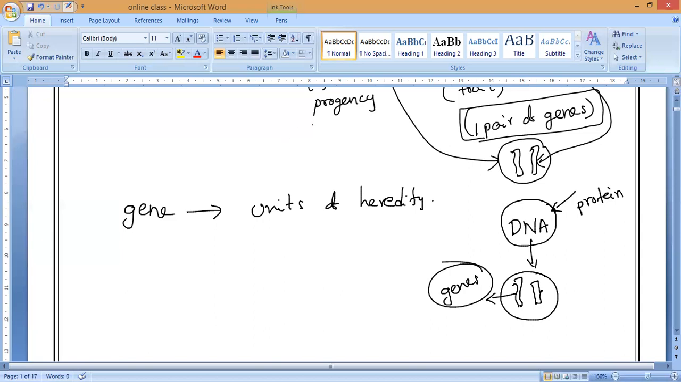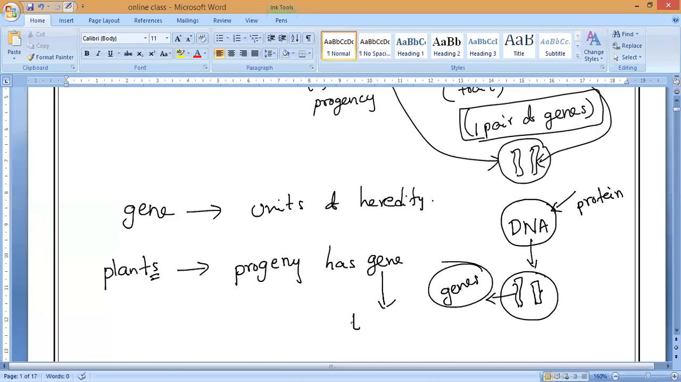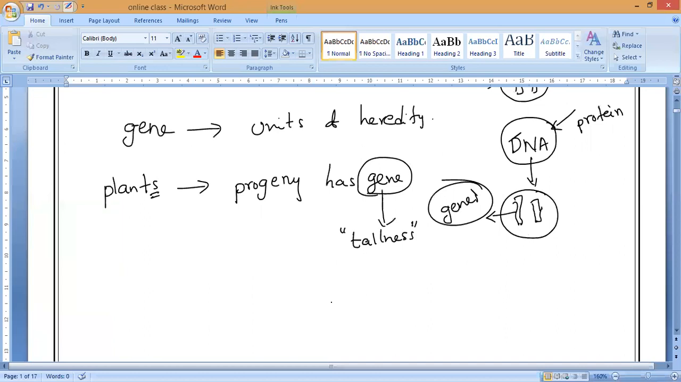Now, for example, let us consider plants. Let me take plants having a progeny. Do you understand what you mean by progeny, guys? What do you mean by progeny? Progeny means a genotype. Yes or no? Let me consider, for example, a plant having a progeny which has a gene for the characteristic of growth called tallness. Do you understand, guys? So a plant has a progeny with a gene for tallness. What is the gene of tallness? Anybody can say? What is the gene of tallness?